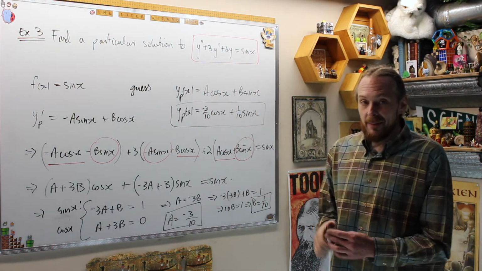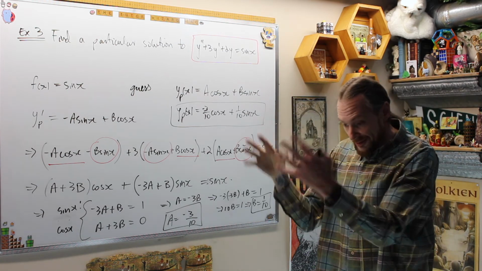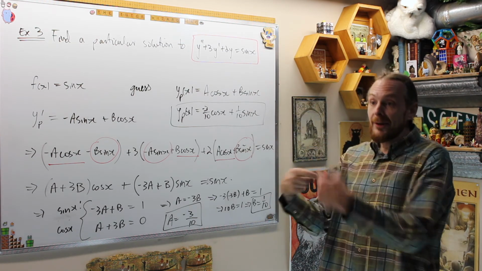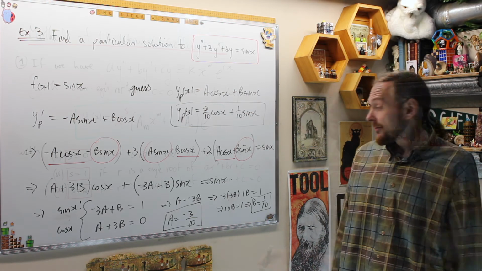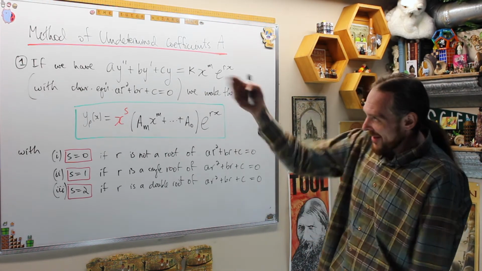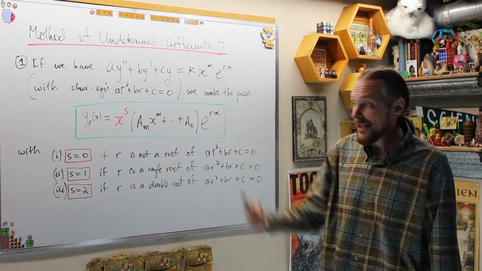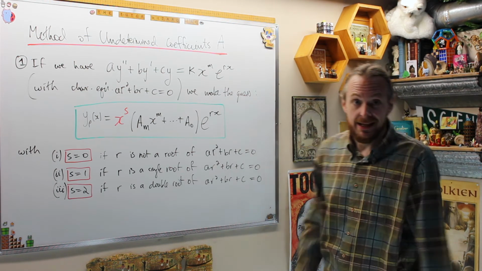Now let's recap those 3 types of guesses and put it all together into a theorem for how you make guesses for undetermined coefficients. All right, we're going to break this into 2. The method of undetermined coefficients A and B, mostly because I couldn't write the second half on the board.